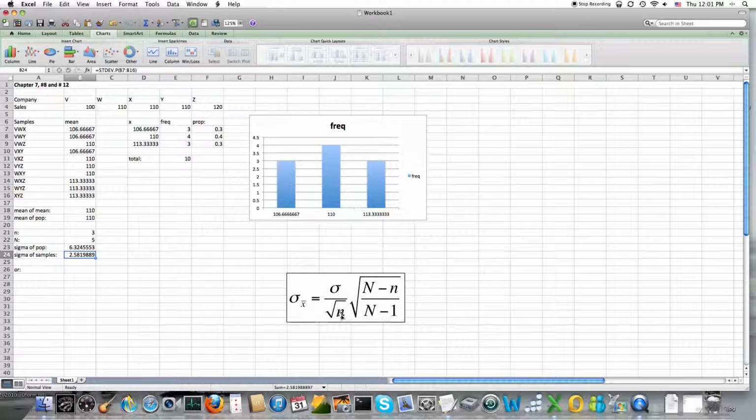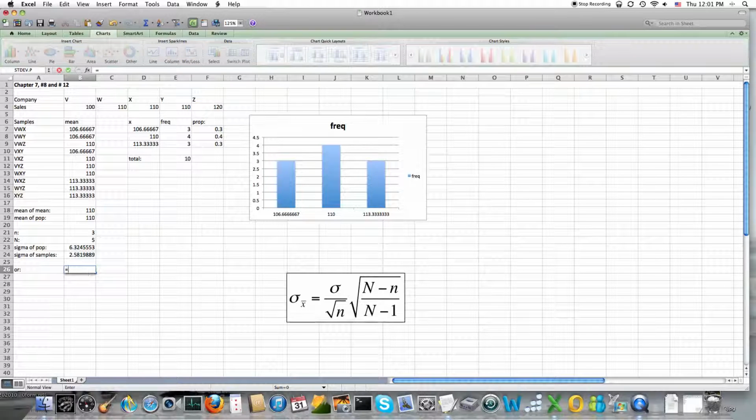If you look on page 248, I've actually copied the formula here. The FPC is this ugly looking square root. Part C isn't asking you to compute a new number, it's just asking you to verify the relationship between these two numbers. So the idea is the sigma of samples, the 2.58 I computed, I could have computed a different way, starting with the original sigma and doing all this nonsense to it. So let's see if that's actually the case.